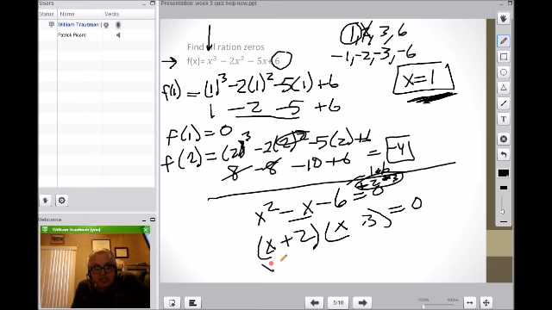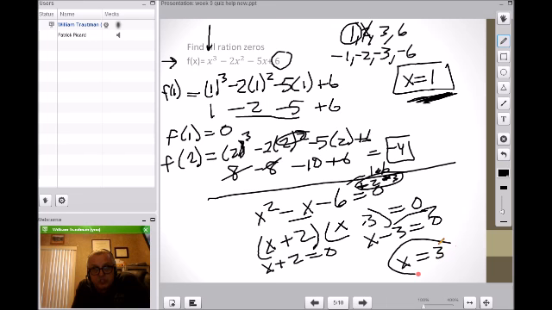Solve for x. X plus 2 equals 0. X minus 3 equals 0. Get the 3 to the other side by adding 3, and I get x equals 3. That's one solution. Get the 2 to the other side by subtracting 2, and that's the other solution, x equals negative 2.